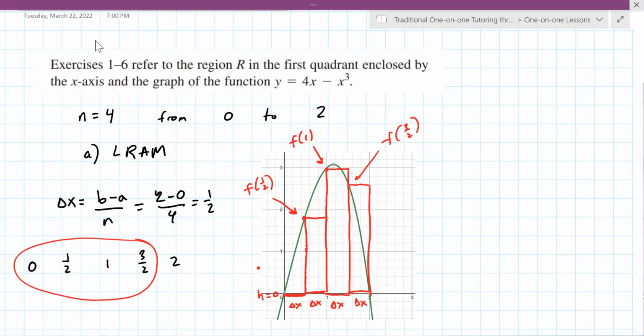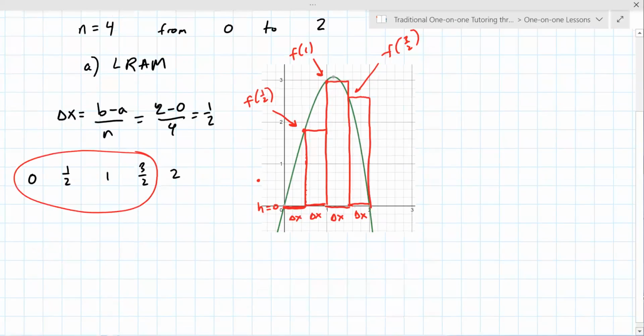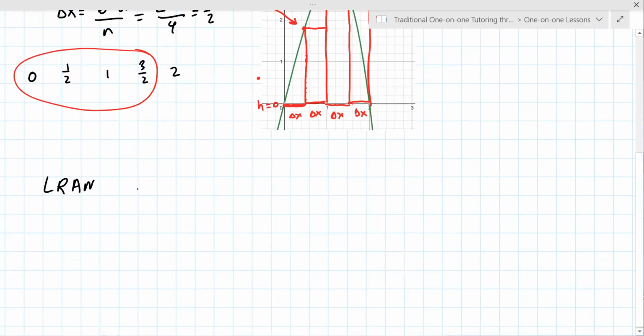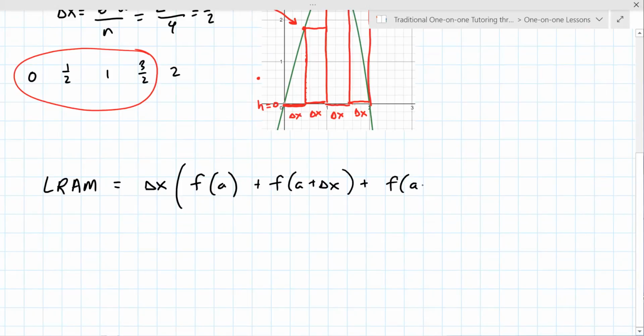Now, to actually calculate LRAM, there is a formula. You take your delta x, and then you evaluate the function at a, which is the leftmost endpoint. Depending on your book, it will say something like f of a plus f of a plus delta x plus f of a plus 2 delta x, and so on, all the way until you're done. This formula may or may not be very helpful, but when we put some numbers in, your a is 0. So you're evaluating the function at 0. Then 0 plus delta x, 0 plus 1/2 means you're evaluating the function at 1/2.